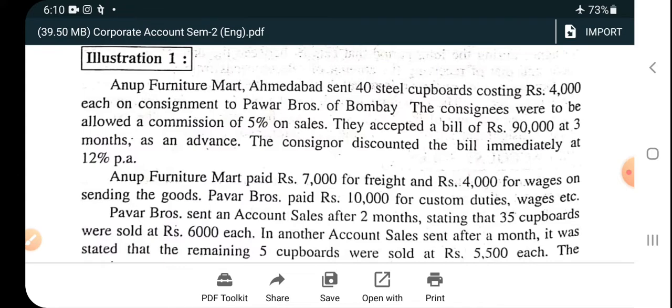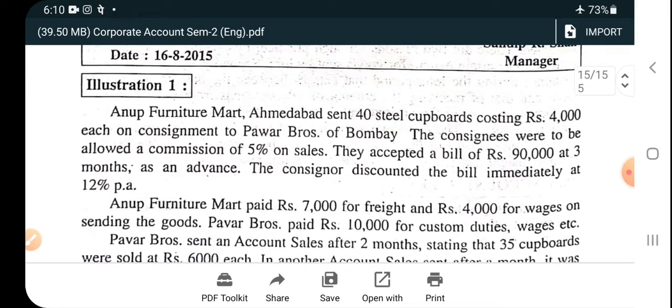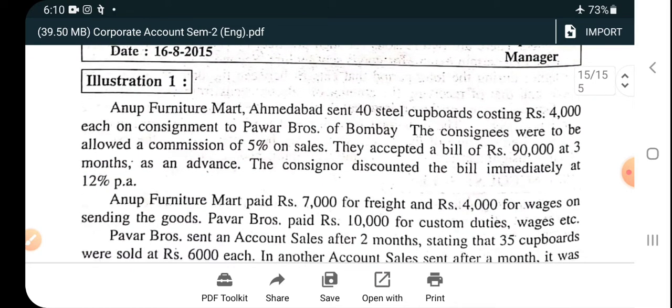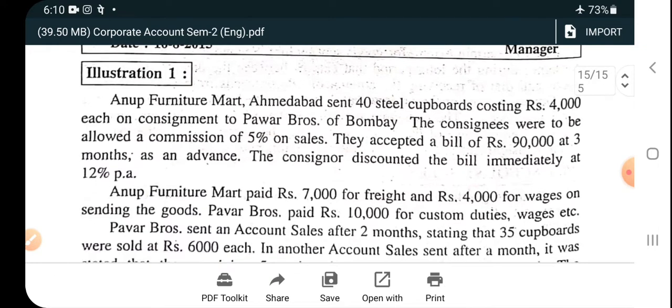This is illustration number one. Anupam Furniture Mart of Ahmedabad sent 40 steel cupboards costing 4,000 each. It means the consignor is sending goods worth rupees 1,60,000 to the consignee. 40 steel cupboards of 4,000 each: 4 fours are 16, so 1,60,000 rupees of goods is sent by the consignor to the consignee.